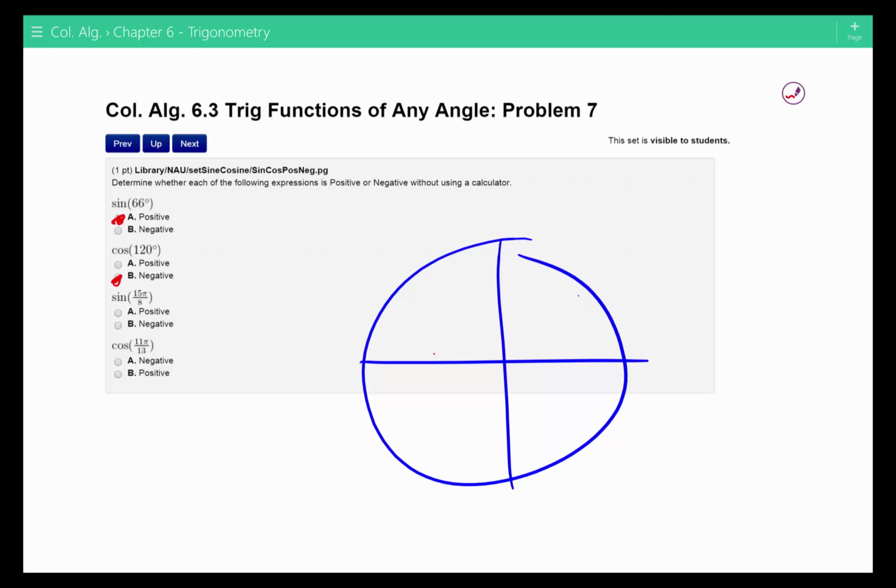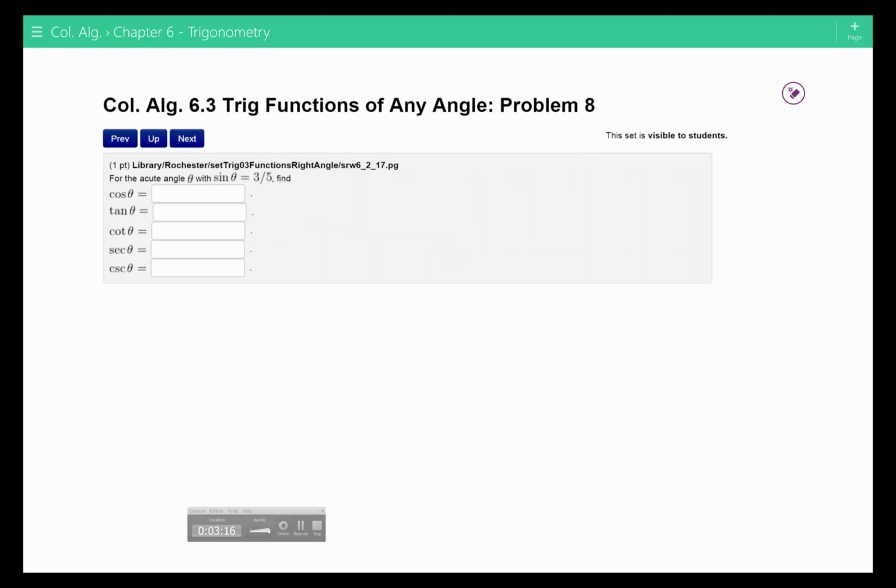Now we're talking about the sine of 15 over 8 pi. So I'm going to divide 8 into 15. It goes in once with a remainder of 7, so it's 1 7/8 pi. Now 1 7/8 would be around once, and then almost another one over here somewhere. We're talking about the sine, so that's the y value there, which is negative. And then we want the cosine of 11 pi over 13. So 11 over 13 is not quite 1. So we're talking about a little less than 1 pi over here, and the cosine is the x value, so that's negative.